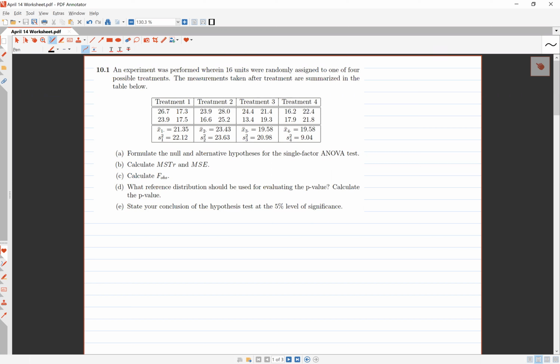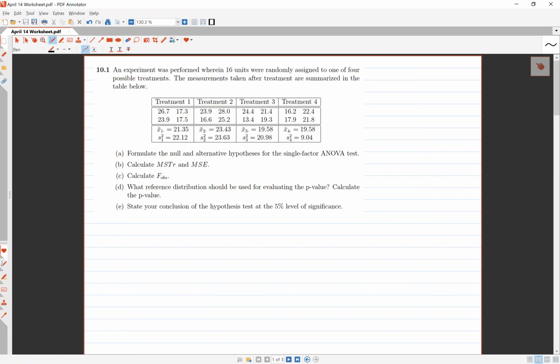If you only have two populations you're comparing, you should fall back on the t-test or the z-test methodology for two samples. You can use ANOVA in those instances, but it's a little bit overkill, although it will give you at the end of the day the exact same conclusion as the t-test with equal variances assumed.